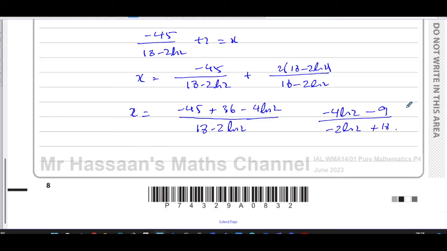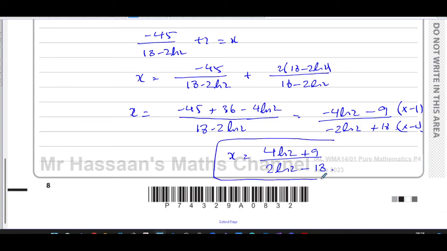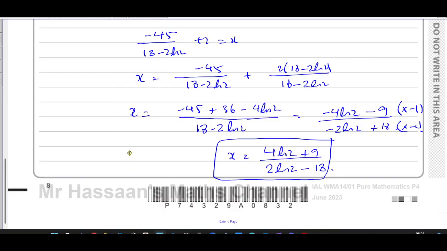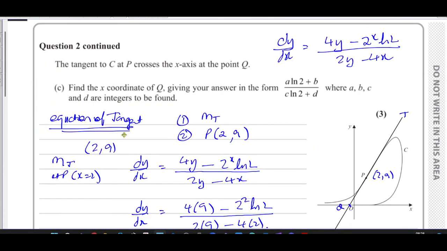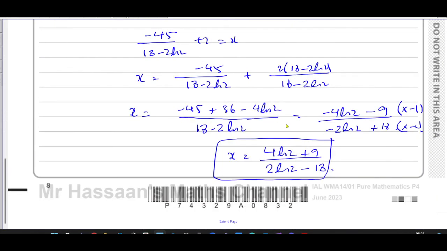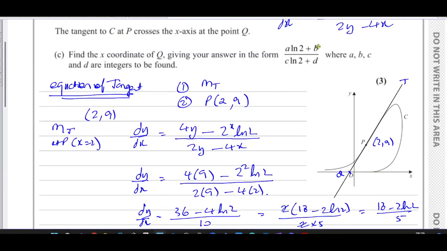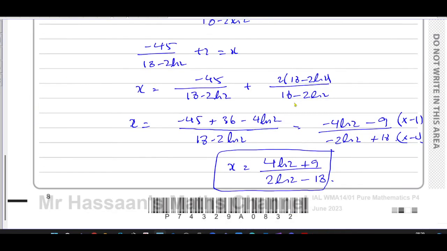I can make it look neater by multiplying both the top and the bottom by minus 1, in which case x equals 4 ln 2 plus 9 over 2 ln 2 minus 18. That makes it look a bit neater, and there we have the answer to part C. It's a bit of palaver at the end, just rewriting it, but we have to end up in the form A ln 2 plus B over C ln 2 plus D. So A, B, C and D are 4, 9, 2 and minus 18.